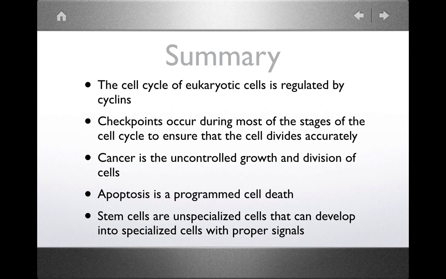Apoptosis is a programmed cell death, very important in developmental biology, plays a role in controlling cancer. And stem cells are unspecialized cells that become specialized cells, like skin cells, with the proper signals. And they come in two forms: embryonic, that can become anything, and adult stem cells that can become a limited number of things.